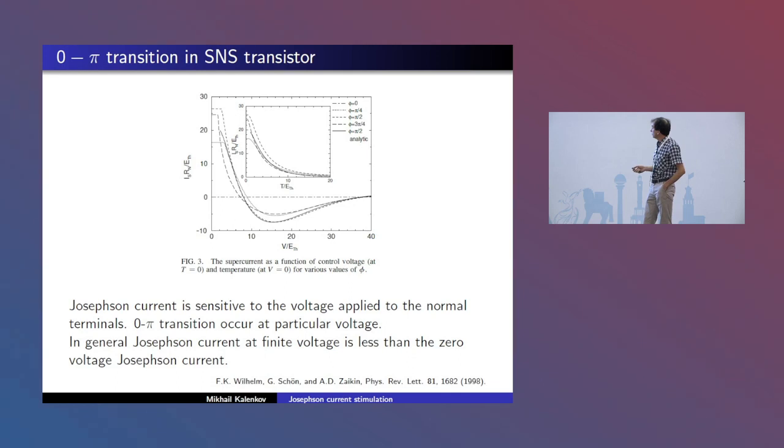And indeed, it was done by these guys. Changing the voltage, we can control the value of the Josephson effect in this structure, and even get the zero-pi transition in this structure.